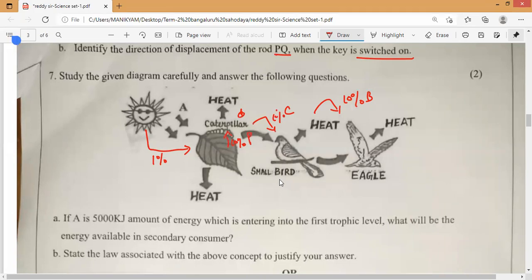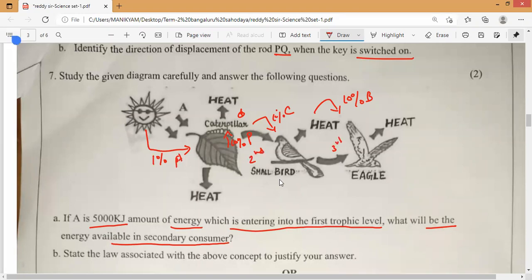Now if A is 5,000 kilojoules of energy entering the first trophic level, what could be the energy available in the secondary consumer, they are asking. From the sun to the plant, that is the energy in the first trophic level. As we know, this is the first trophic level, this is the second trophic level and this is the third trophic level.